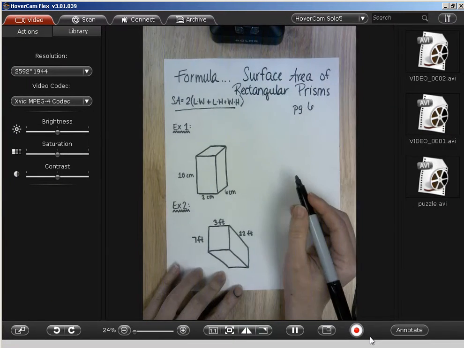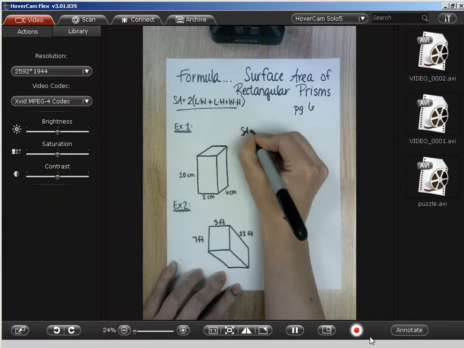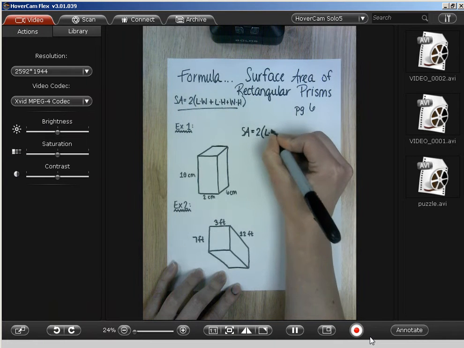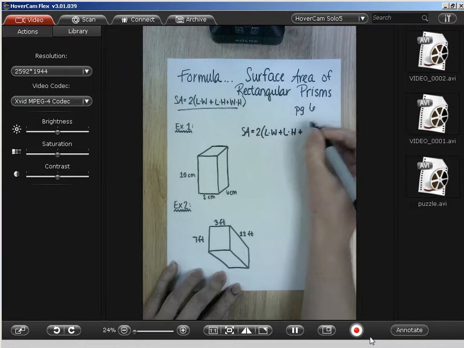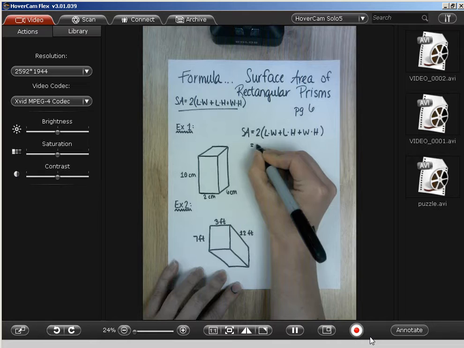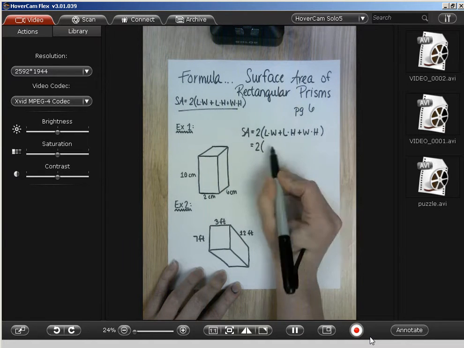Okay, so let's look at our first one by using the formula. I always think it's a good idea to rewrite it, and then you know where everything will go. So length times width plus length times height plus width times height. Okay, the 2 is just a number. We'll save it for the end and do all this inside stuff first.